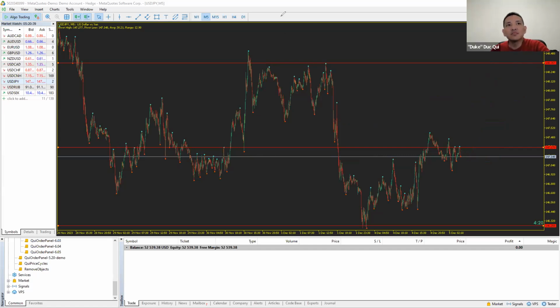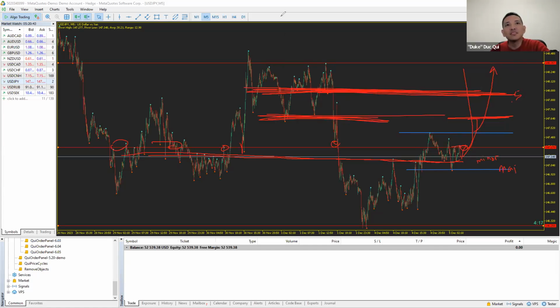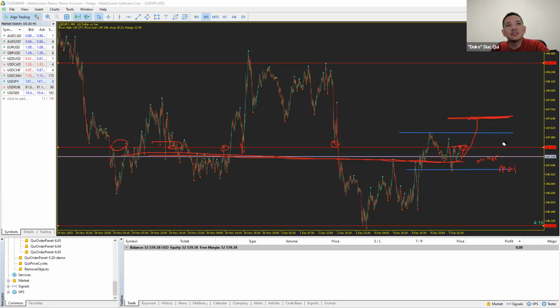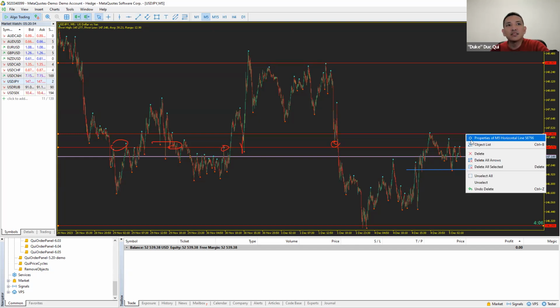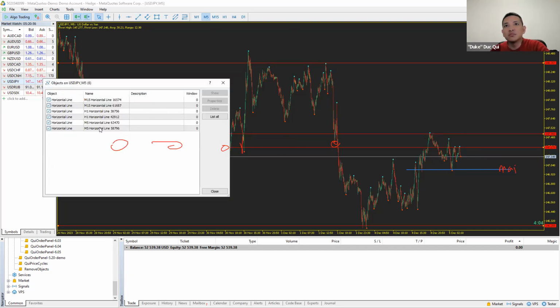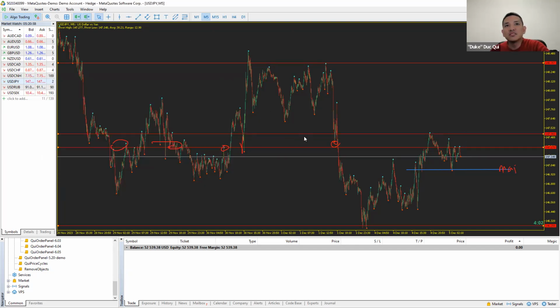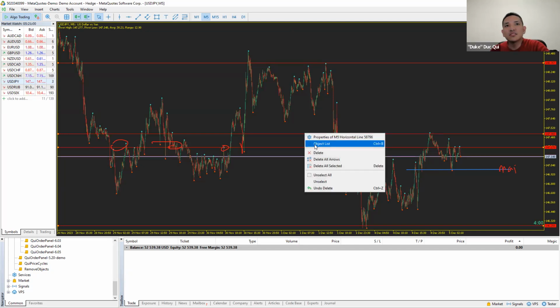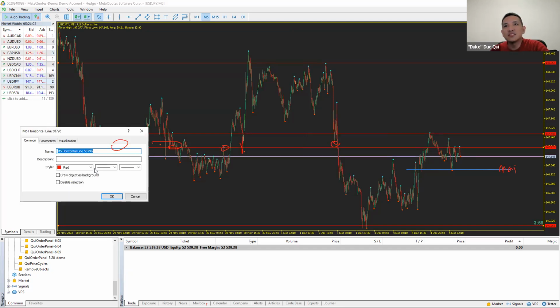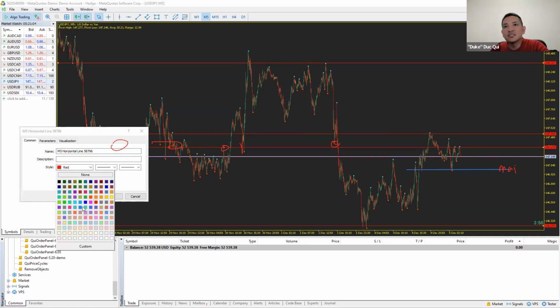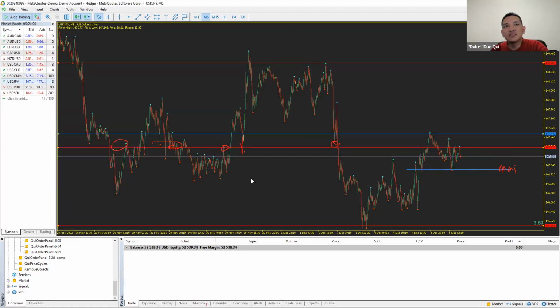So you had a line here. Let me add this back. You had it in blue. And then I'm going to add this line blue and clear the drawing.